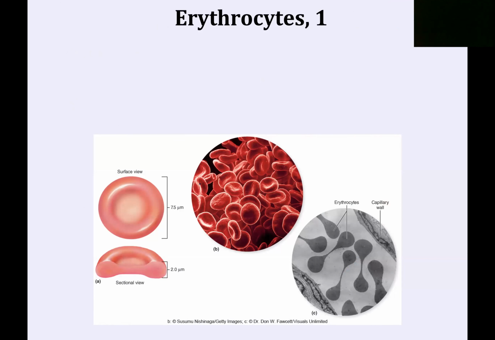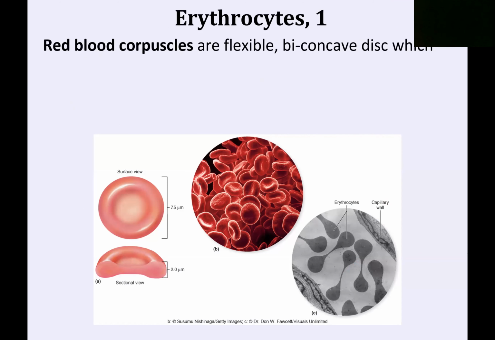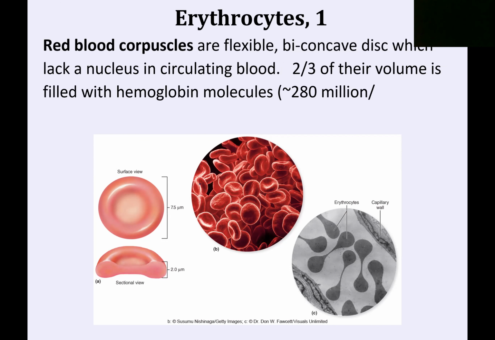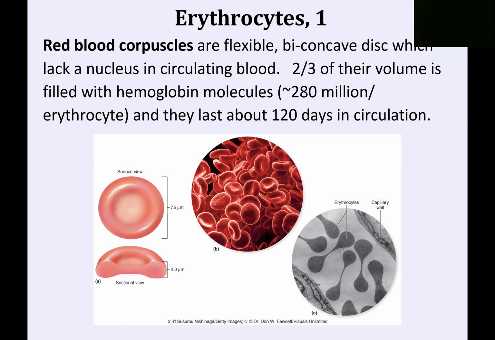Erythrocytes. Erythrocytes are the red blood corpuscles. Again, most people are lazy and refer to them as red blood cells. They're a flexible biconcave disc which lack a nucleus in circulating blood. 2/3 of their volume is filled with hemoglobin. About 280 million hemoglobin molecules per erythrocyte. They last about 120 days.